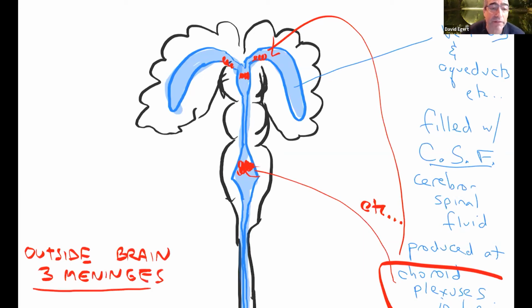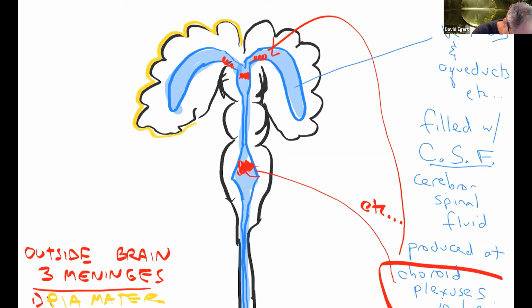So let me talk about the three meninges. The first one is just right on the surface of the actual neural tissue, and it's called the pia mater. Actually, maybe let me use a different color so we can stay color coded. Pia mater means faithful, and it follows every little nook and cranny of the neural surface.